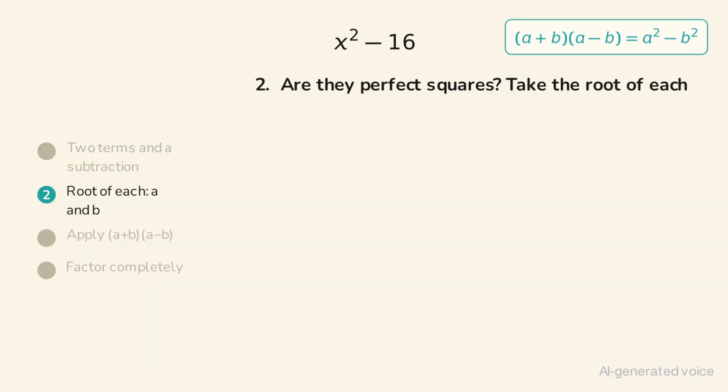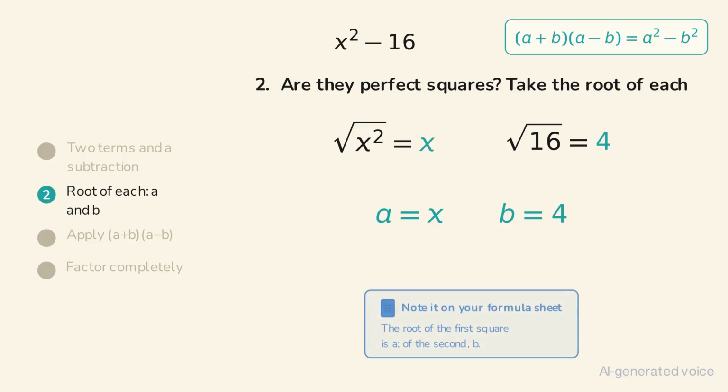Step 2. We check both are perfect squares and take their root. The root of x squared is x. That will be our a. And the root of 16 is 4, because 4 times 4 is 16. That will be our b. So, a is x and b is 4. Note it on your formula sheet. The root of the first square is a, and of the second is b.